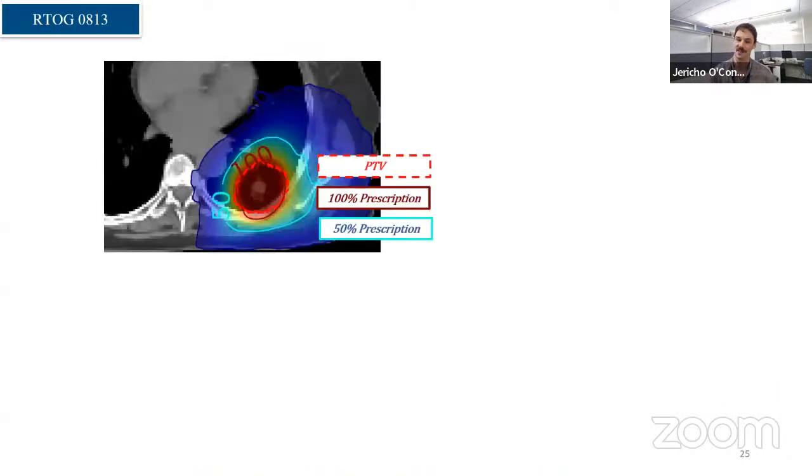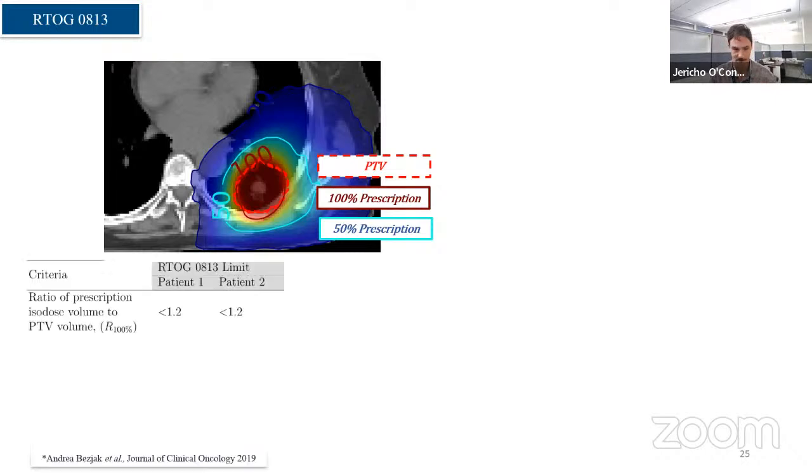So to talk about the RTOG criteria, if we're looking at a PTV, and the PTV in this case is outlined in the bright red, a lot of it has to do with the volume of that PTV compared to your 100% prescription and your 50% prescription. So we define the R100, which is the ratio of the volume of the 100% prescription isodose surface to the volume of the PTV. And this has to be less than 1.2 for the two patients that we looked at.